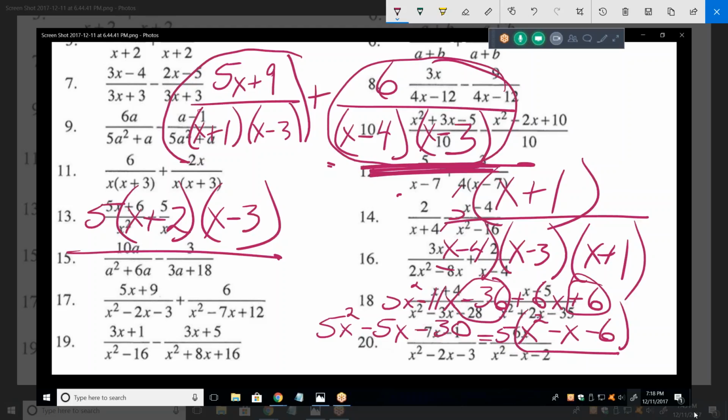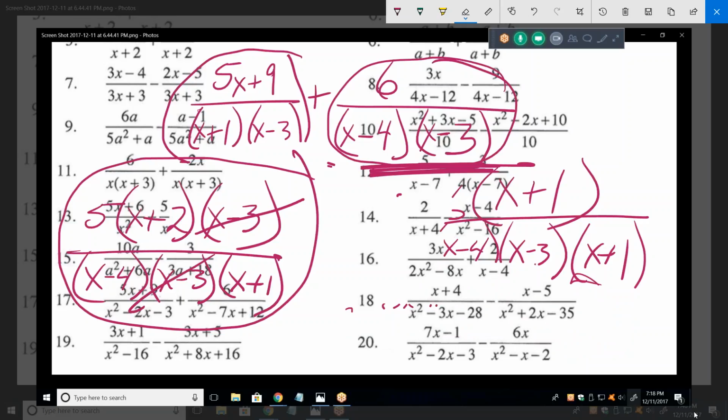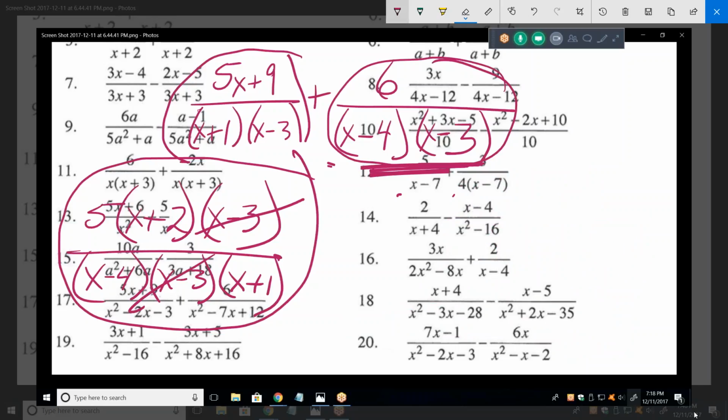Okay, now let's put our common denominator under it and see what we can cancel. Over x minus 4. Okay. So this is our answer except for what we can cancel. What can we cancel? The x minus 3s. That's it. So our final answer, 5 times x plus 2 over x minus 4 times x plus 1.